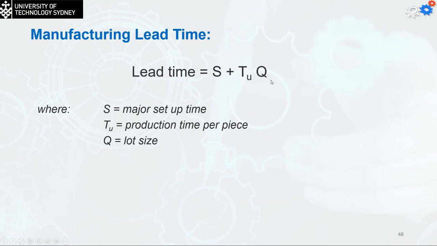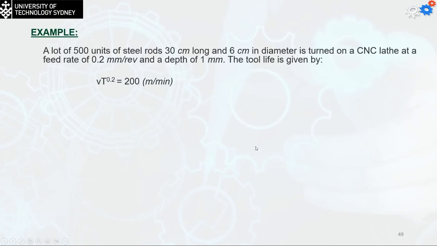The lead time that's required to produce all the parts together is going to be given by the equation S, which is the machine setup time, plus TU, which is the production time per one piece, multiplied by the lot size. Now, in the following equation, we have a lot of 500 units. So the Q here is 500.